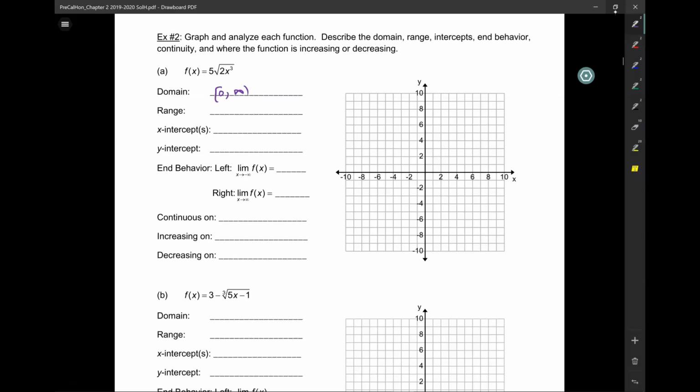The range, let's think about the range. Is there any way to get positive y values from this? Is there any way to get 0? Any way to get negative y values from this? No. I see some people shaking their head no. So the range is also 0 to infinity. Can I put in any values for x and get negative 1? Yeah, the square root. Okay, now.